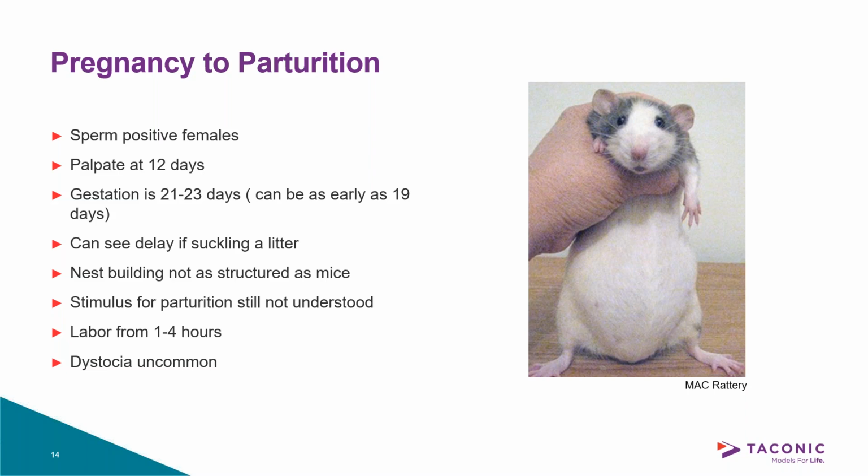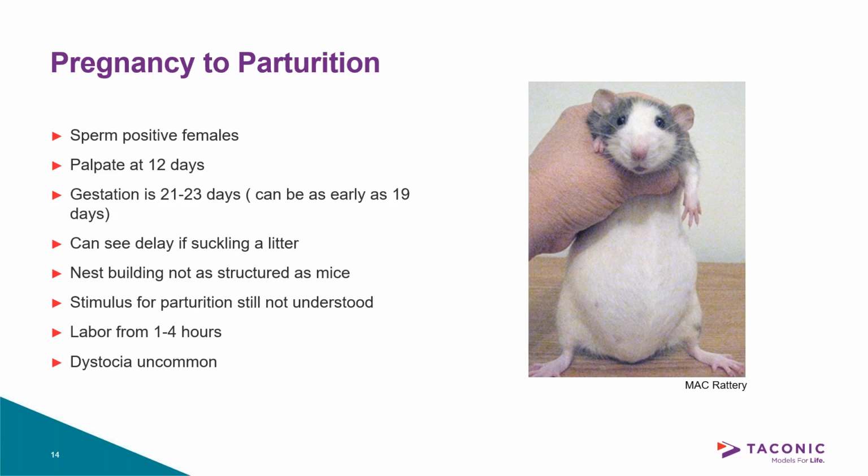So as I said, determining pregnancy, we can certainly do a swab and look for sperm within the female, and that's a great sign that she could be pregnant. Palpating, some people are really good at palpating, and they could even palpate before 12 days, but usually by 12 days you can start to feel that there's some fetuses within the abdomen.